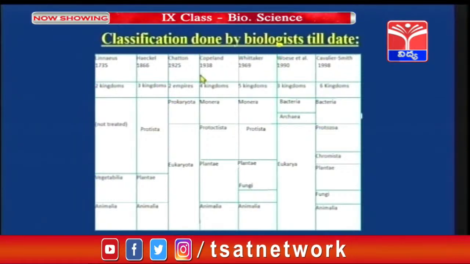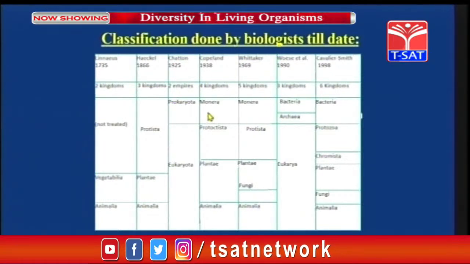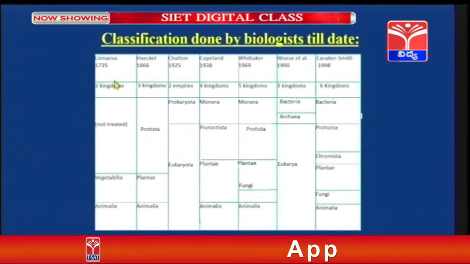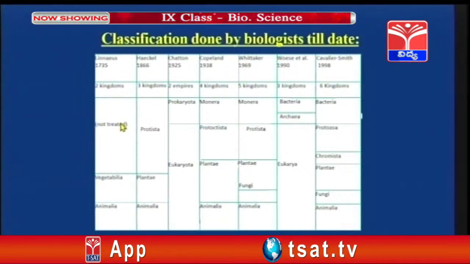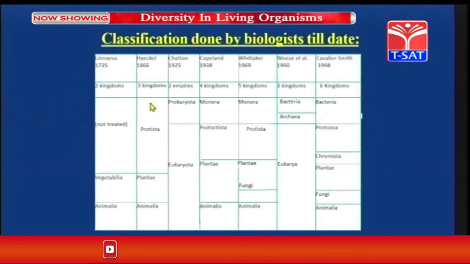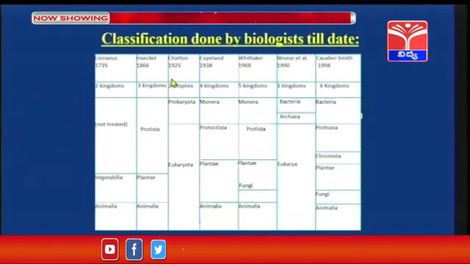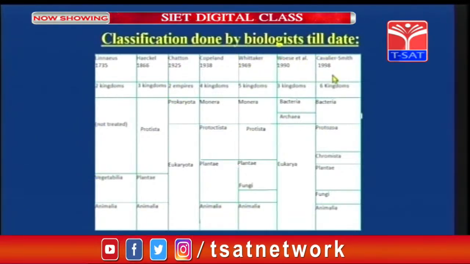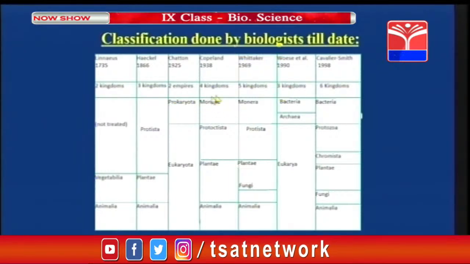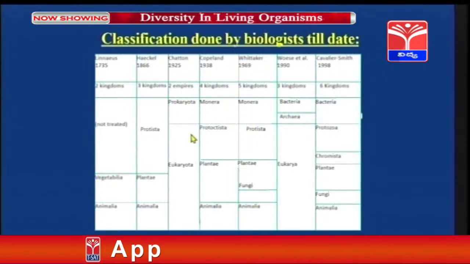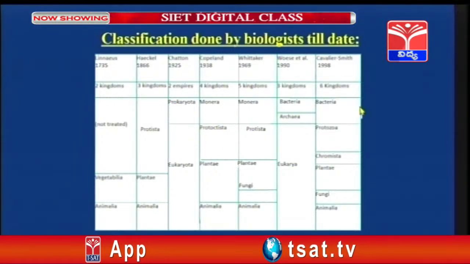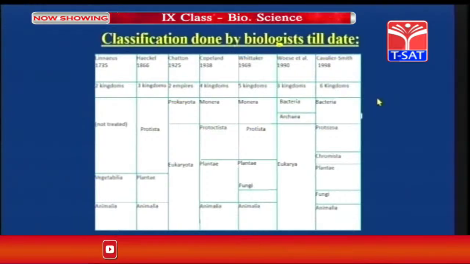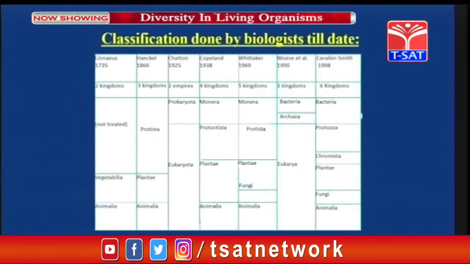Classification done by biologists till date. This chart is present in our textbooks, children, and in this various scientists like Linnaeus mentioned 2-kingdom classification. Haeckel mentioned 3-kingdom classification. Chapman, Whittaker, Woese, Cavalier-Smith. Like this, various scientists have done classification, and among all these classifications, Whittaker's 5-kingdom classification is considered the standard classification, and we follow that classification even till today.